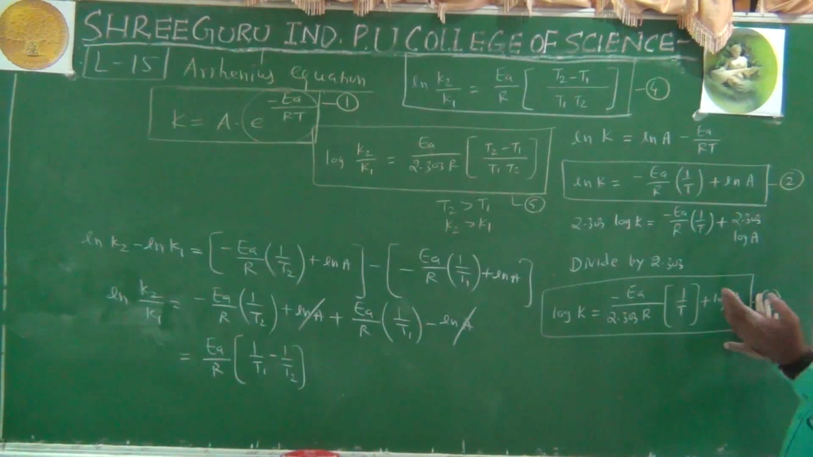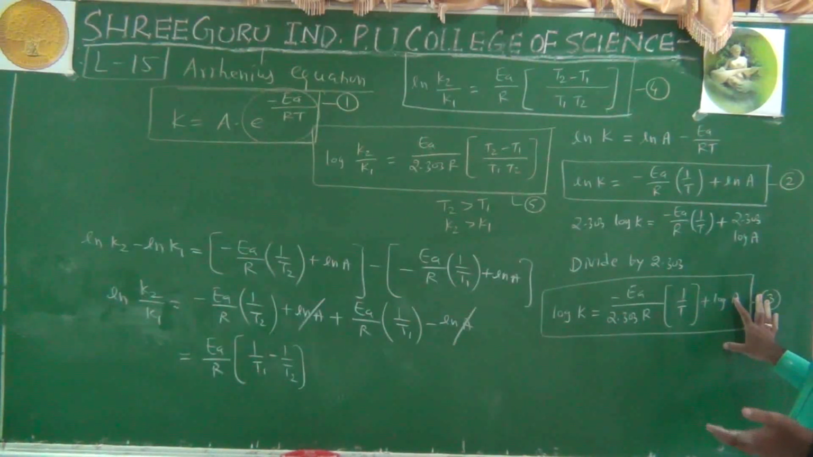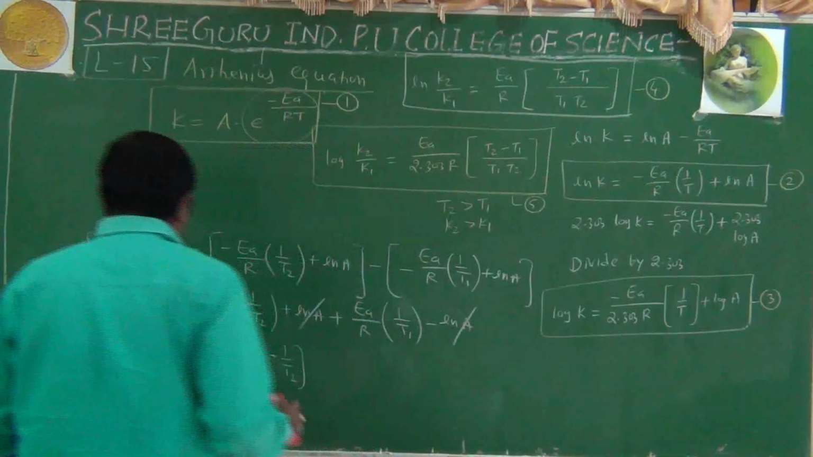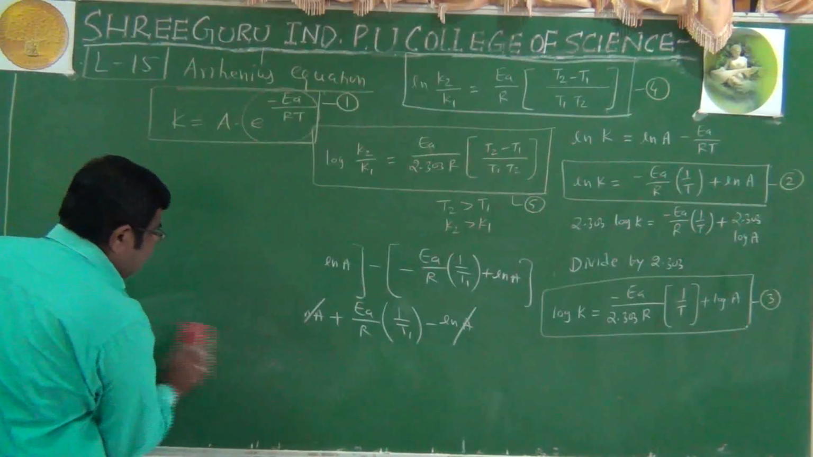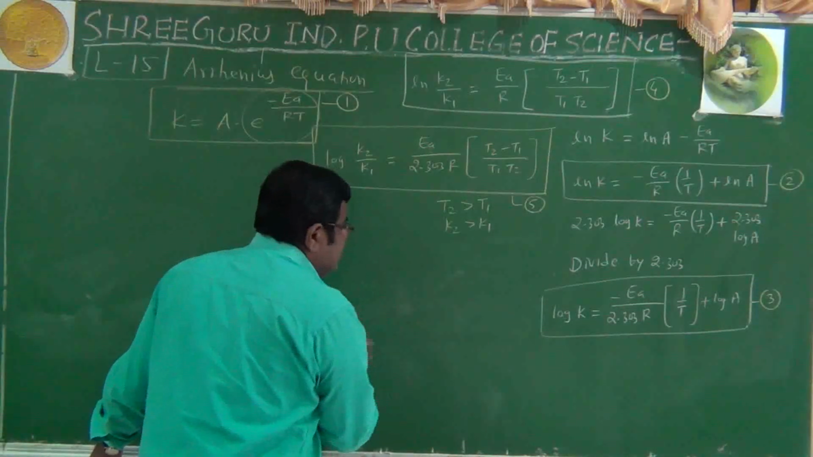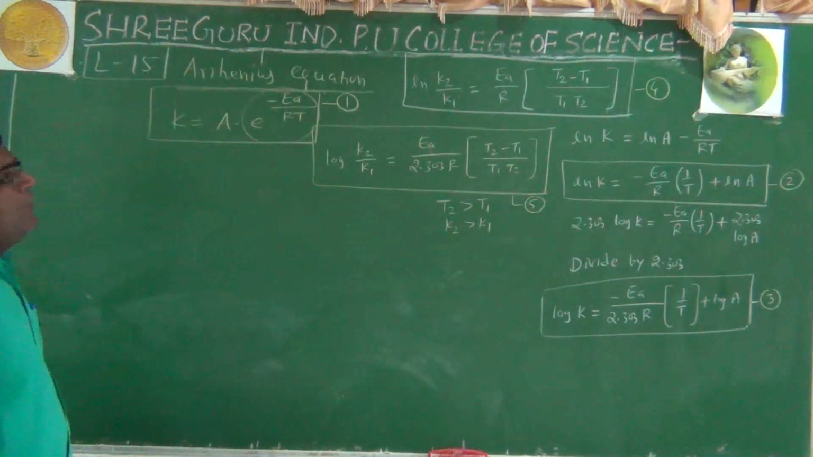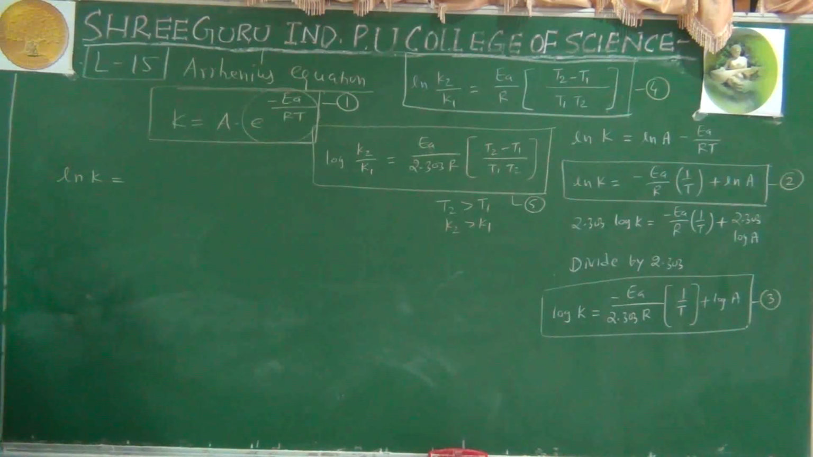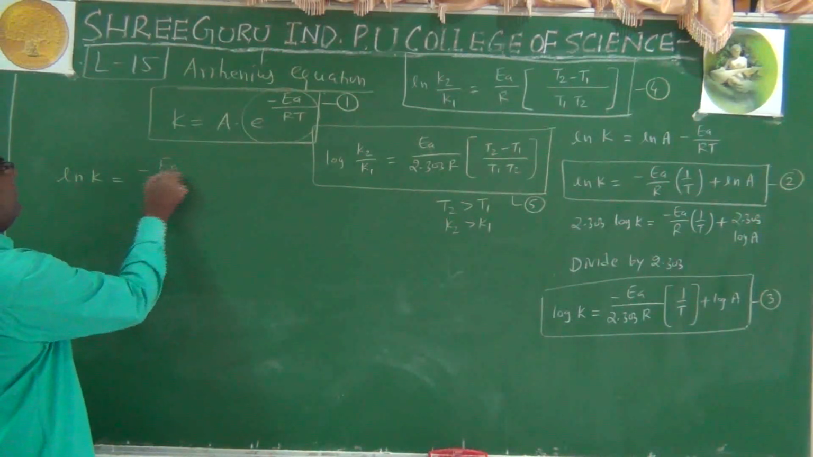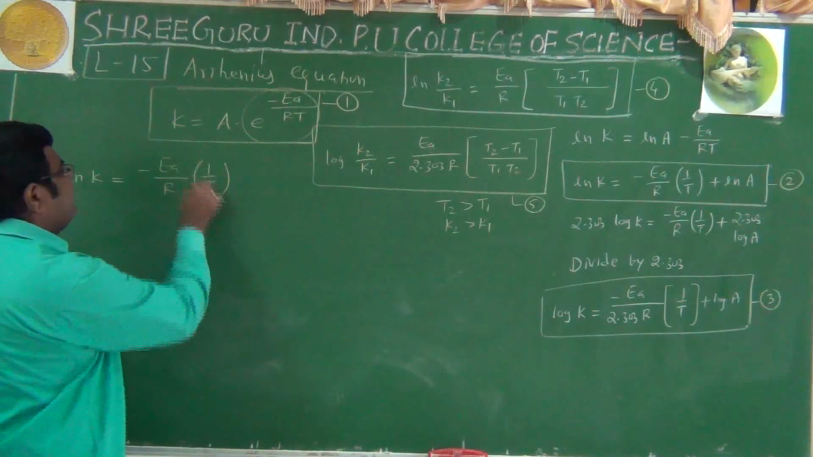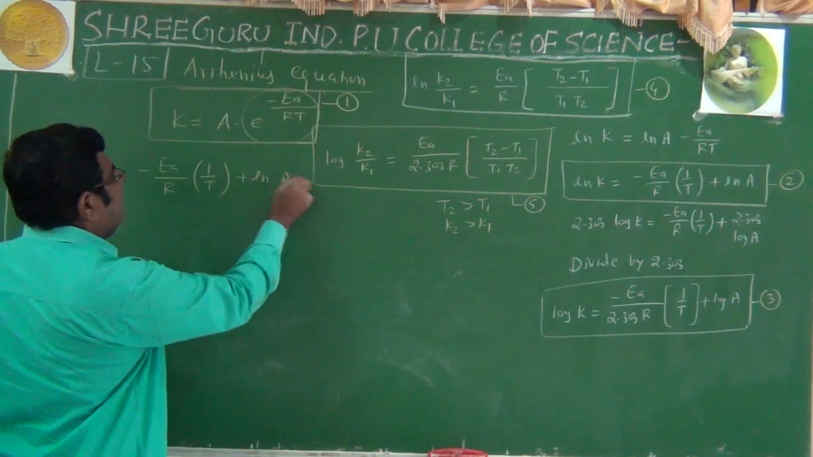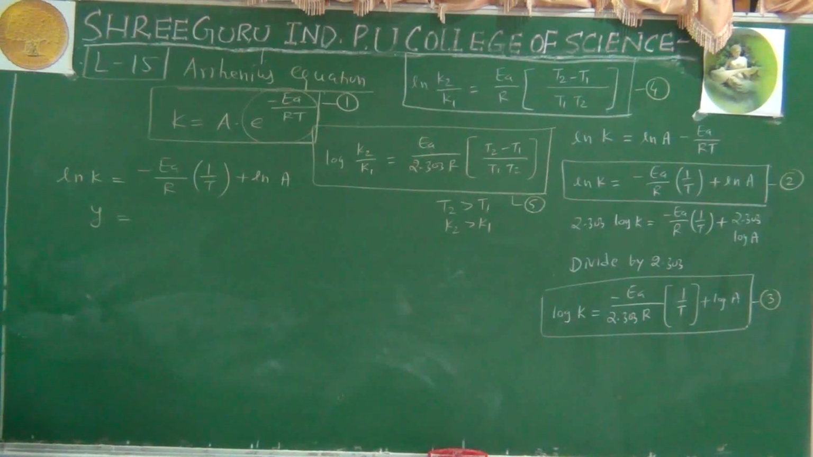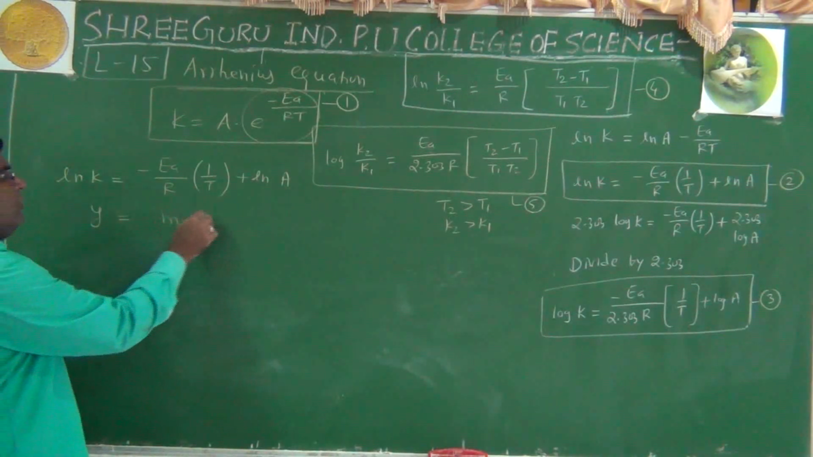I hope you have understood this, because these equations come one after another, gradually one equation leading to another. Now two equations out of these we have to look into specially. That is equation number 2, which is natural log of K equals minus EA by R 1 by T plus natural log of A. If we look at that equation carefully, we can say that this equation follows the straight line equation y equals mx plus c.